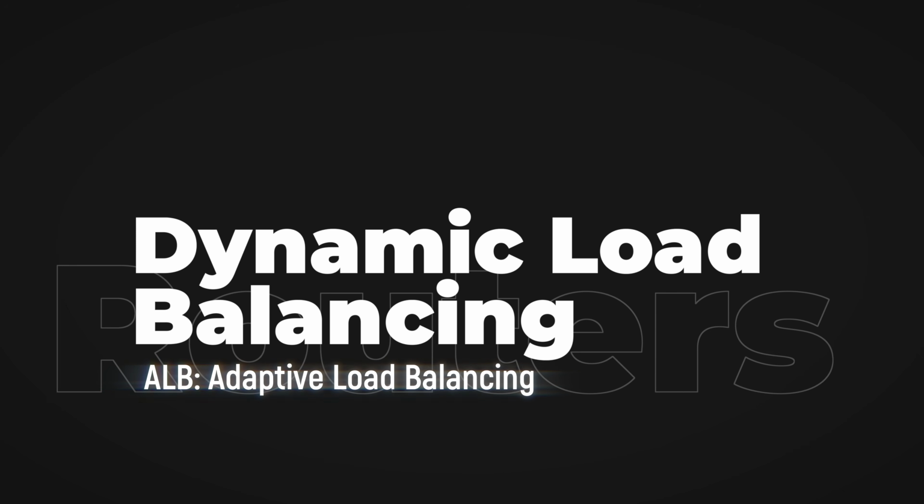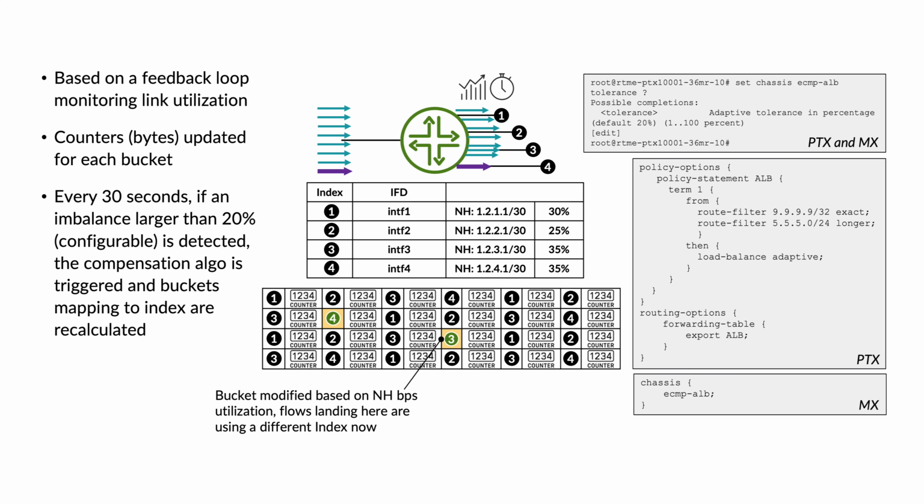On the PTX and MX routers, we will use adaptive load balancing to address such a situation. With ALB enabled, the router will monitor multiple KPIs. First, the link utilization. Second, it will count the bytes forwarded for each bucket in the selector table. Based on the link utilization, if an unbalanced situation is detected, the router can take the decision to smartly repopulate the selector table to optimally rebalance the traffic between links. And it can do it every 30 seconds by default.